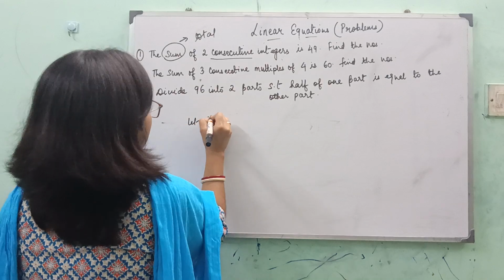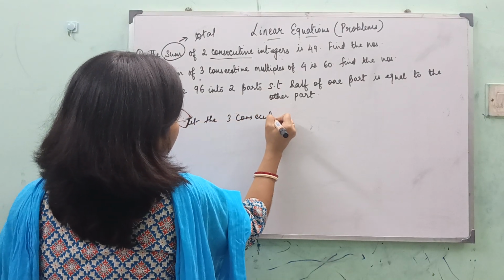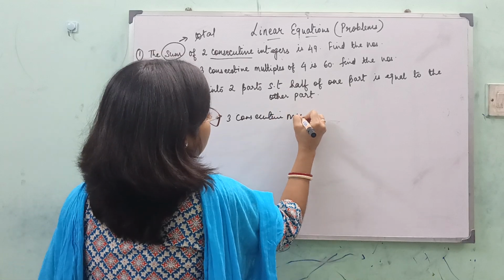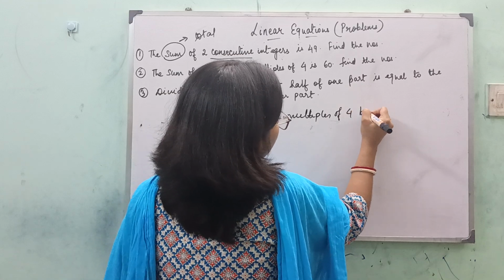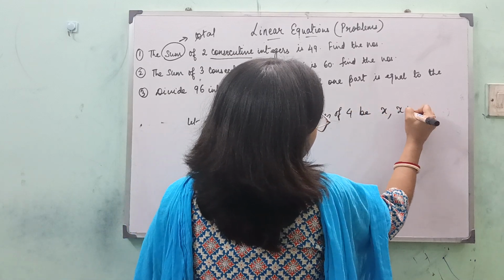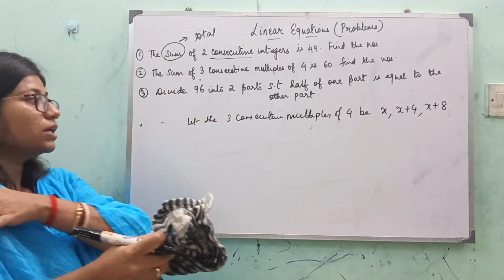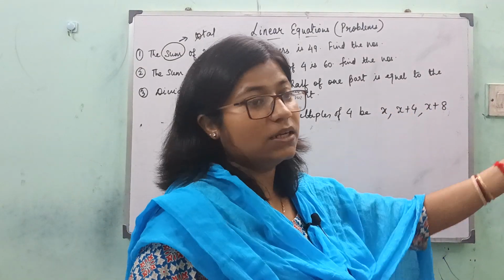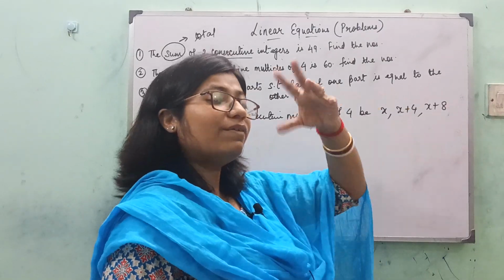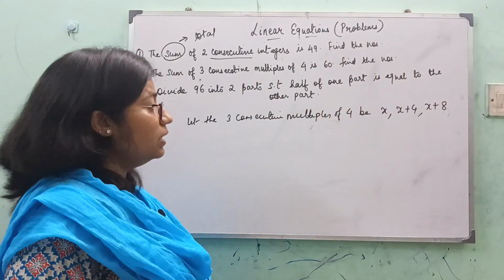If it had been consecutive multiples of 7, then you would have taken x, x plus 7, x plus 14, increasing by 7. Whatever number the question asks multiples of, just keep increasing by that particular number.